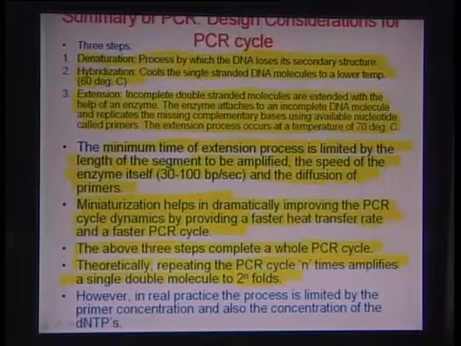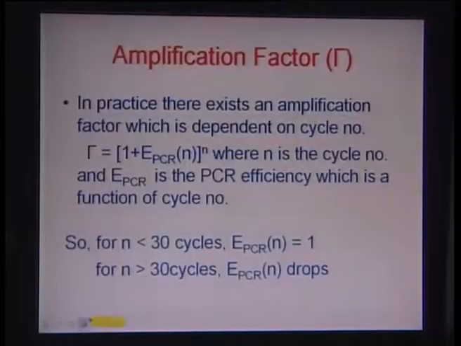So in real practice, the process is limited by the primer concentration, also the concentration of the dNTPs, and the diffusion rate by which the molecules transport within the solution. There is an important factor here called the amplification factor, gamma. In practice there exists an amplification factor which is also dependent on the cycle number. Normally it is 2 to the power n, so the amplification efficiency should be 1. So E_PCR(n) here should be 1, but that is not what happens, and so this varies also as a function of the number of cycles.